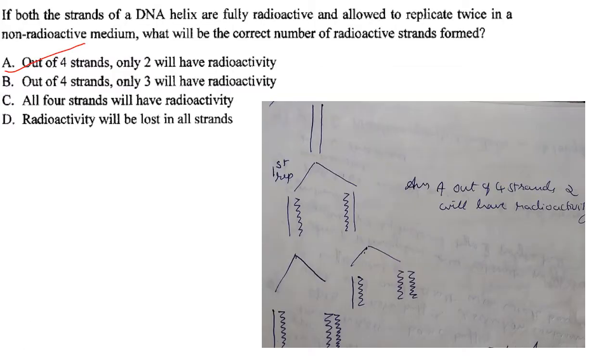Then next one. If both strands of a DNA helix are fully radioactive and allowed to replicate twice in a non-radioactive medium, what will be the correct number of radioactive strands formed? So this is the DNA which was fully radioactive. It was allowed to replicate in the non-radioactive medium. So it is the semi-conservative method of DNA replication. So one strand will be of N15, which is radioactive nitrogen, and the other strand will be of N14, which is non-radioactive nitrogen. I have drawn the non-radioactive form as a scribbled line and the radioactive part as a straight line. After the first replication, these two strands will separate.